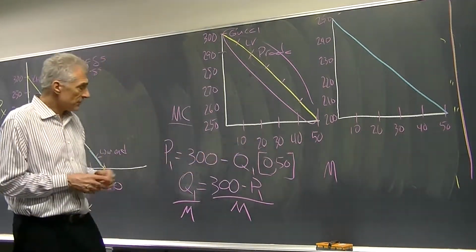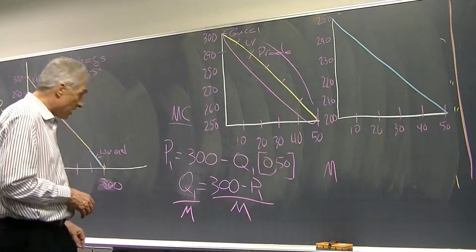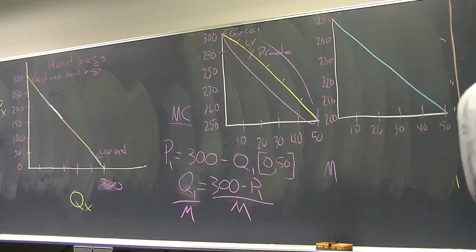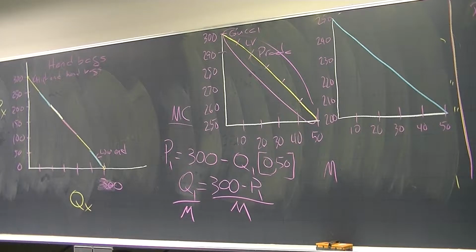Let me write that down. That's my segment for perfect monopolistic competition. P1 equals 300 minus QX, and QX in the range of 0 to 50. Q1, and let's just say there's a single firm. So there's one firm, so that takes care of that problem. So that's what we're going to use.